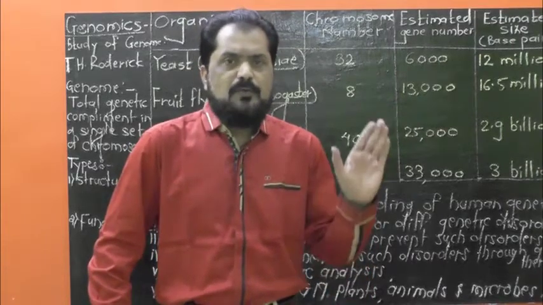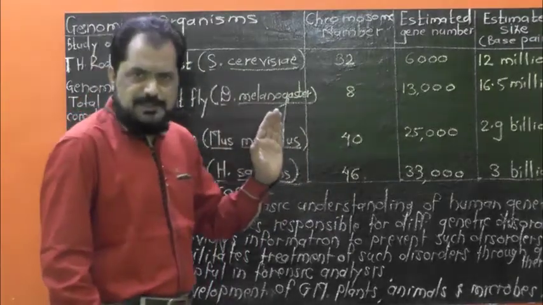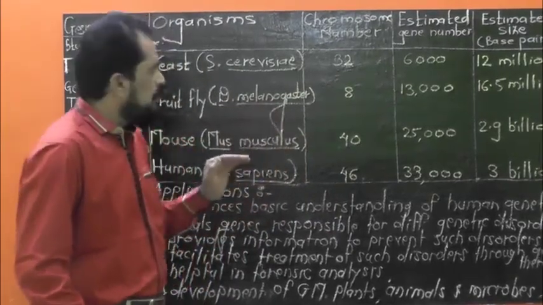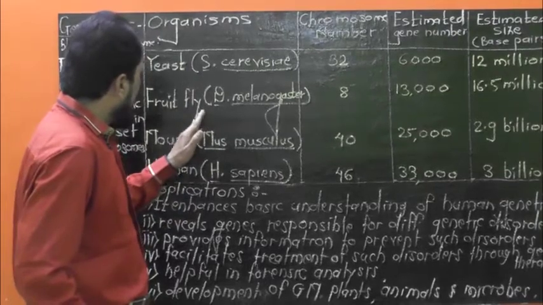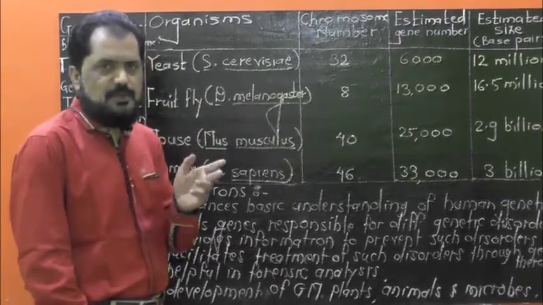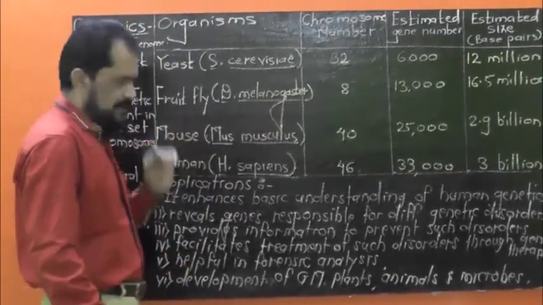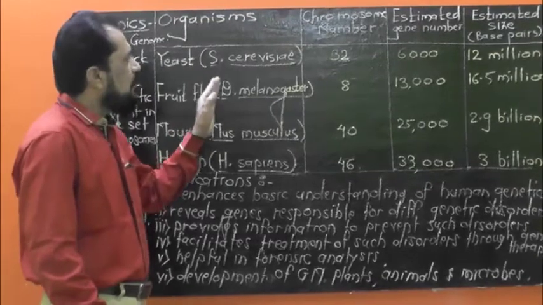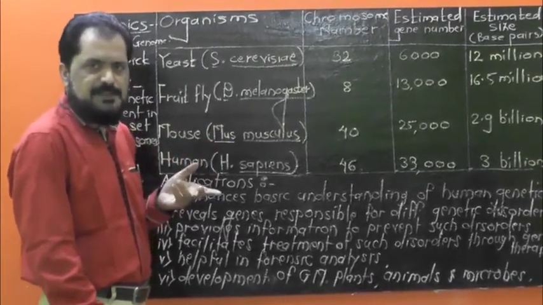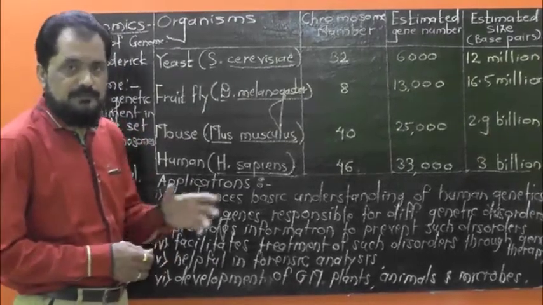Here I have mentioned on the blackboard important facts related with the genome of yeast, fruit fly, mouse and human being. So let us talk about it. First of all, let us talk about the yeast, Saccharomyces cerevisiae. Yeast is an example of unicellular fungus.